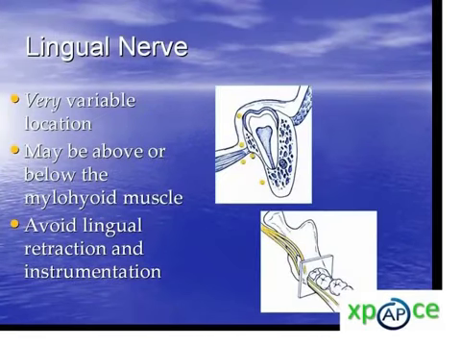And the most important thing to remember when you're trying to avoid injury to the lingual nerve when doing surgery is that its location can be extremely variable. It can be found above the mylohyoid muscle, it can be found below the mylohyoid, or just about anywhere in between.